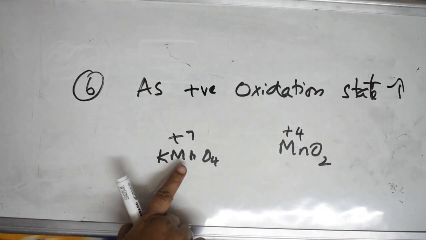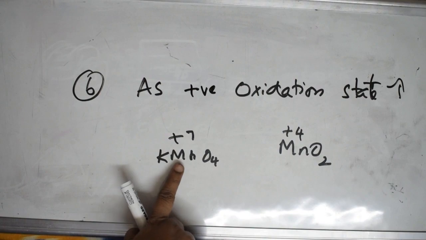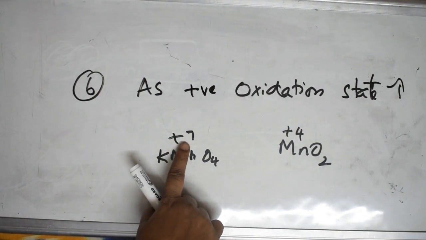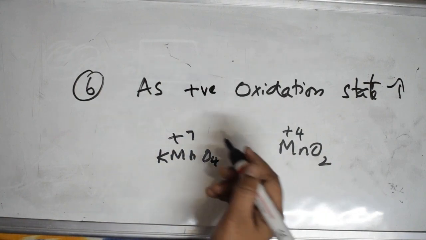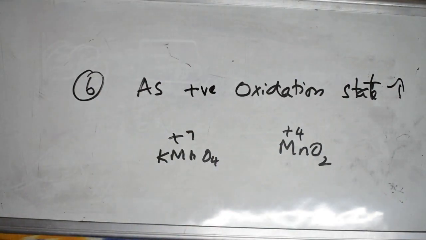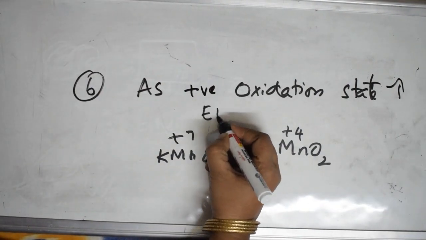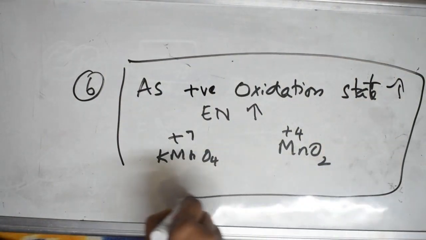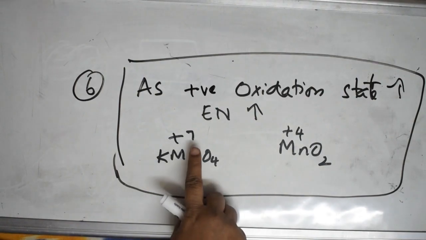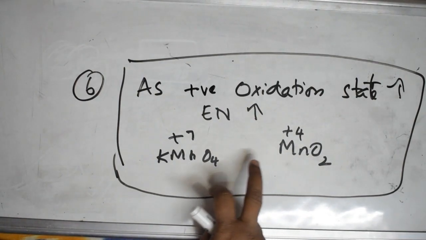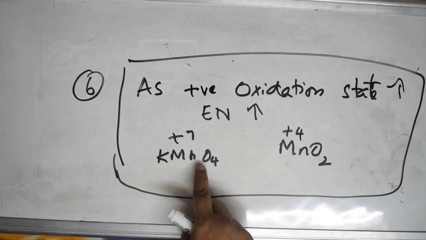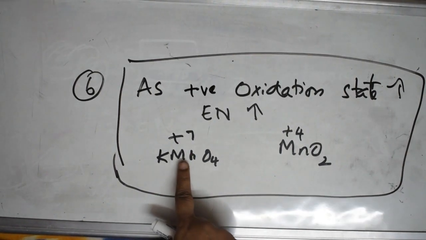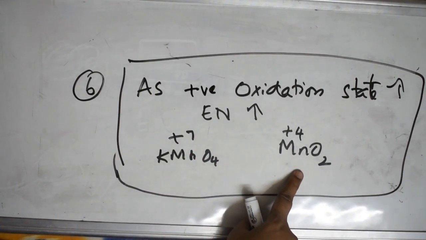So here the positive oxidation state is more for which one? For Mn in KMnO4 it is more, isn't it? So the positive oxidation state increases. Remember, the electronegativity also increases. So as the positive oxidation state increases, what should I remember? Electronegativity also increases. This is the important trick you need to remember. So whenever you see the positive oxidation state increasing, in these two, which one has more electronegativity? This one, because the positive oxidation state is +7. Here the positive oxidation state is +4.